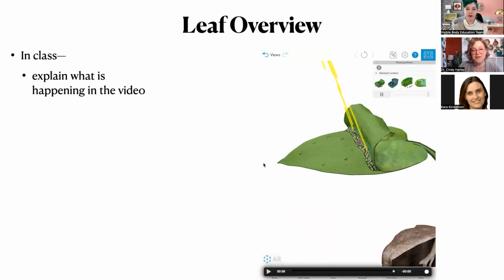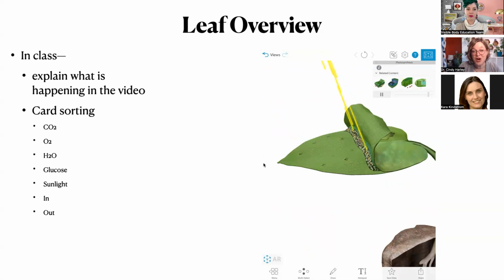Okay, so you can have them explain what's happening in the video. I'm a huge fan of a card sorting task. So you'd give them a stack of 3x5 cards. You can even print one of those PowerPoints with like 6 slides and cut it out to make it easy on yourself. And you can laminate them if you want to keep them year to year. And have the students put the cards in order.